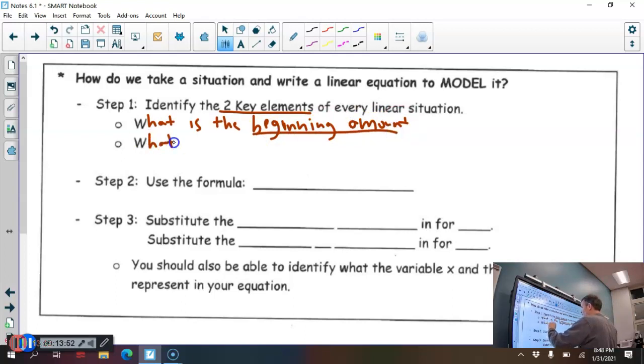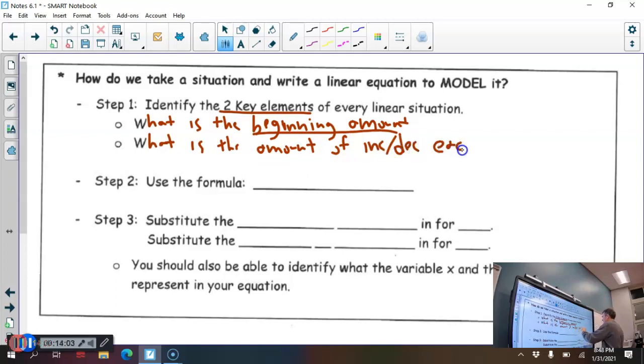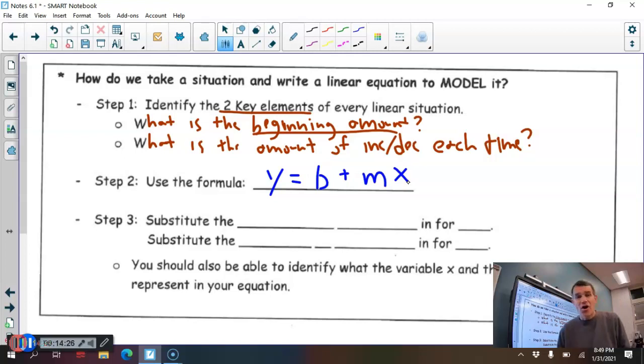And what is the amount of increase or decrease each time? If you can answer those two things, it's so easy to write a linear equation. All we're going to do is use the formula y equals the beginning amount plus the amount of increase each time times x. Now, I always use x and y, but sometimes you do not have to, ever.